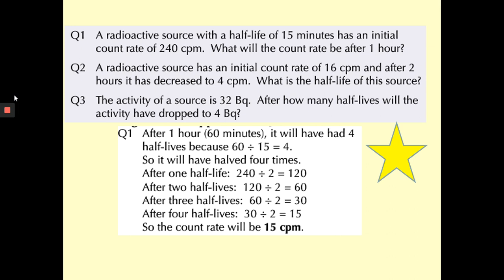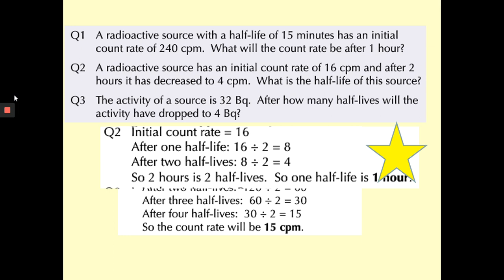The next question says you've got a radioactive source with an initial count of 16 counts per minute, and after 2 hours it's decreased to 4 counts per minute, and you're asked to determine the half-life. Thought process here should be that 16 has halved twice in that time. So it's gone from 16 to 8 and then 8 to 4 in 2 hours, making the half-life 1 hour.